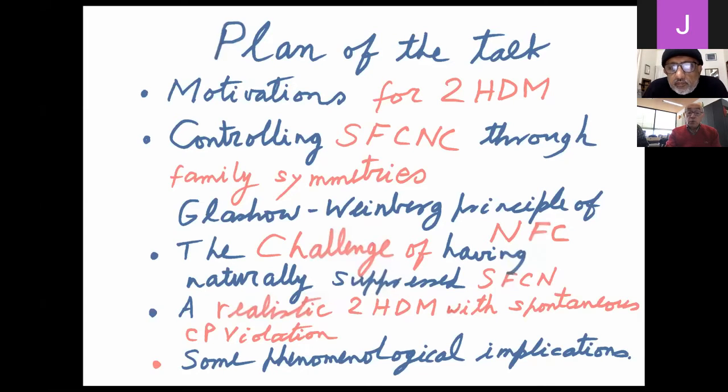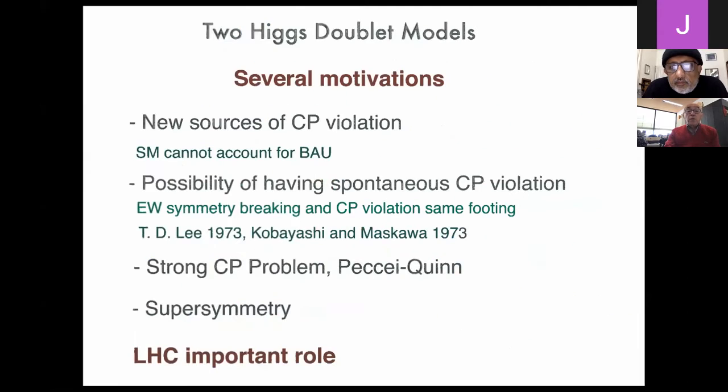Let me now go to the next slide. So I can go quick here because with 2 Higgs doublet models, I'm saying that there are new sources of CP violation. We know that the standard model cannot account for the baryon asymmetry of the universe. The possibility of spontaneous CP violation was put forward by T. D. Lee in 1973. It's very interesting. This is the same year that Kobayashi and Maskawa proposed their model.